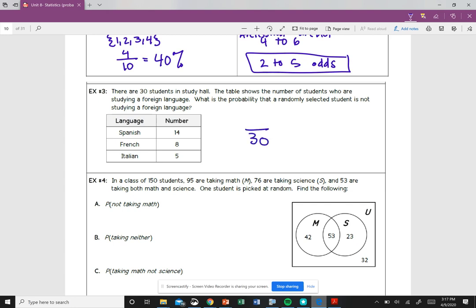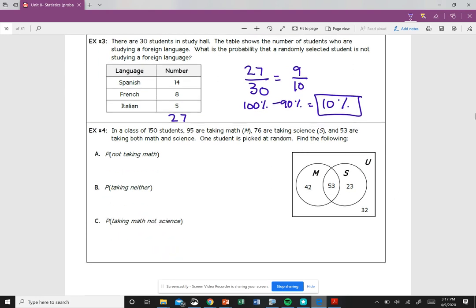So we do 14 plus 8 plus 5, and we get 27. So that would be 27 out of 30, which happens to be 9/10. So 90% are studying the foreign language. So if we took 100% and minus the 90%, we get 10%. So there's a 10% chance of pulling a student at random that's not studying a foreign language.